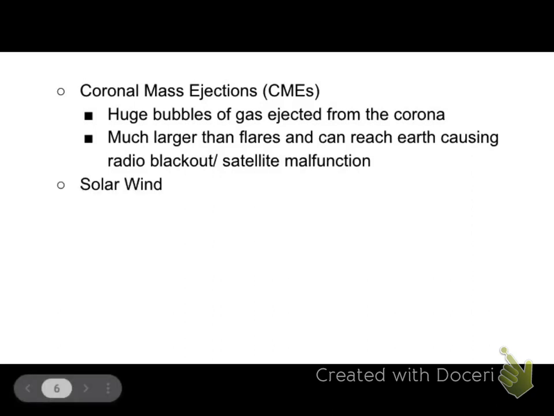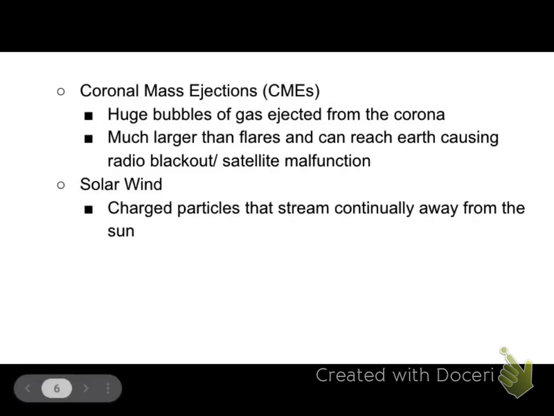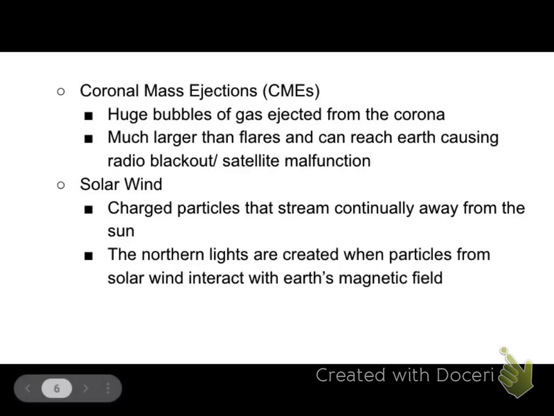And the last one we'll talk about is solar wind. Solar wind is actually a thing that's continuously coming to us from the sun. There are these charged particles that stream away from the sun continuously. And obviously we would assume they stream in every direction, but when they hit Earth and they interact with our magnetic field, they create what we call the northern and southern lights, the aurora borealis and the aurora australis. So they cause those pretty patterns of bands of light that appear in the sky.